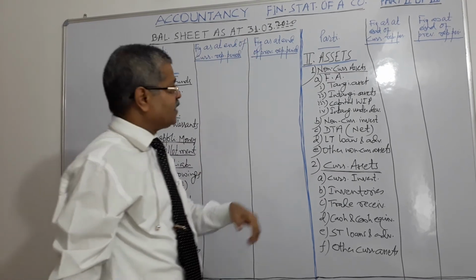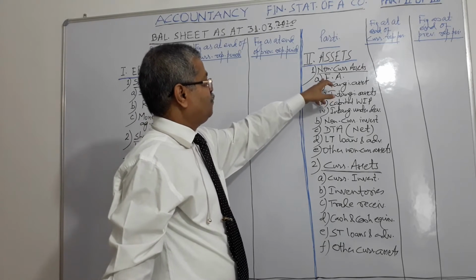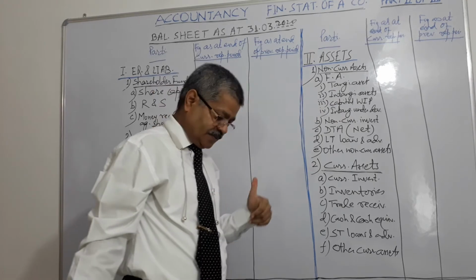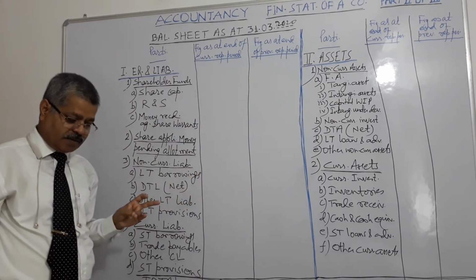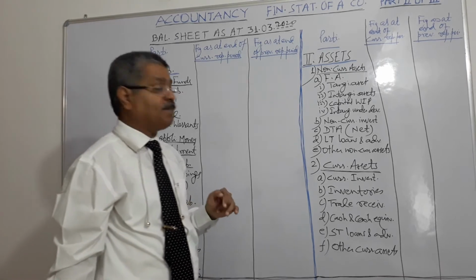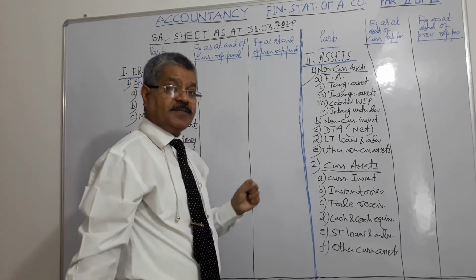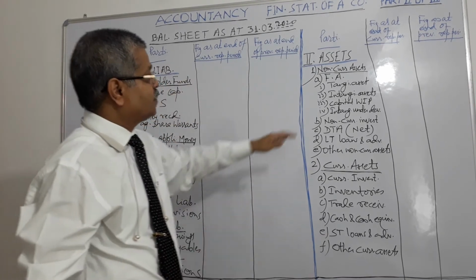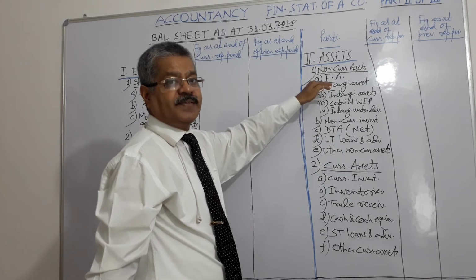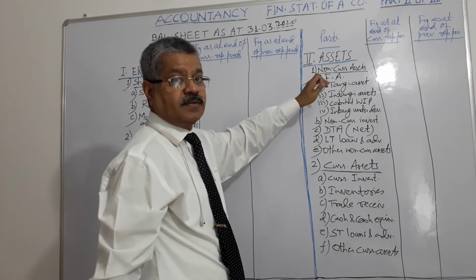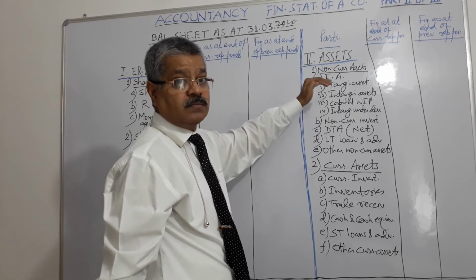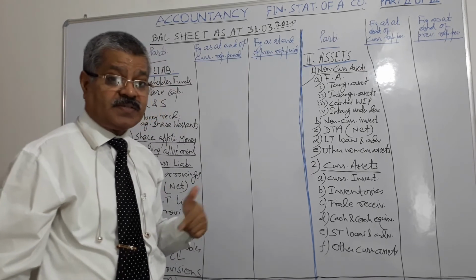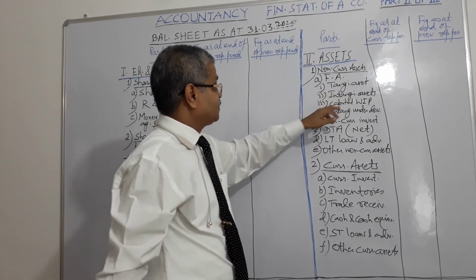So under non-current assets, fixed assets. Under fixed assets we have four subheads. Tangible assets: land, building, plant and machinery, equipment. Intangible assets. What are intangible assets? See, goodwill is an asset and it is an intangible asset, right? Those kind of assets which cannot be touched, which cannot be seen, are intangible assets.